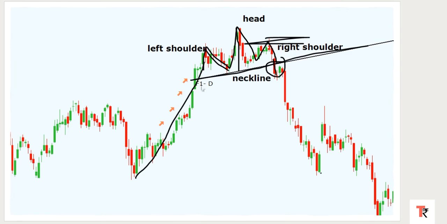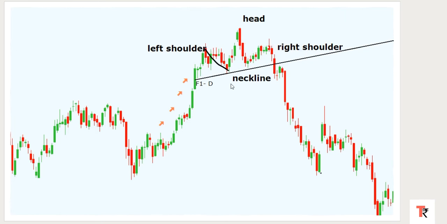Hope you understood what head and shoulders is. Head and shoulders is formed at the top. Once the price has moved up, you can find a pattern like this, and once the breakdown happens, you can see how good the target is.